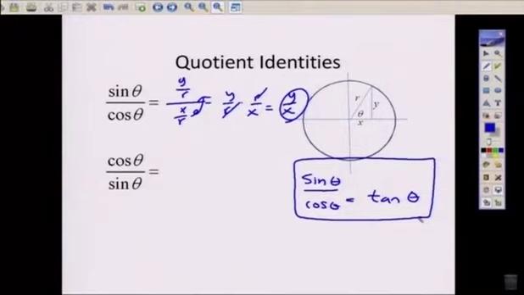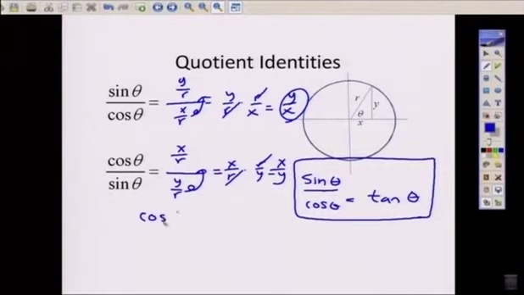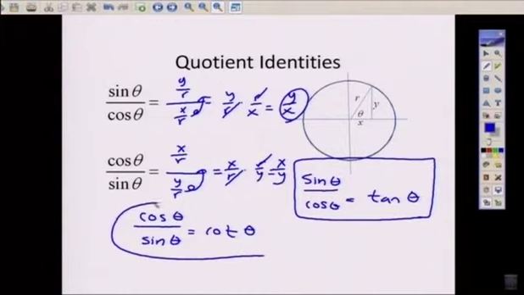In the next one, we're going to basically do the same thing, but instead of sine divided by cosine, we're going to have cosine divided by sine. So cosine is x over r, sine is y over r. The r's cancel, and you get x over y. So cosine theta divided by sine theta will always equal x over y, which is cotangent theta. Those are your two quotient identities.